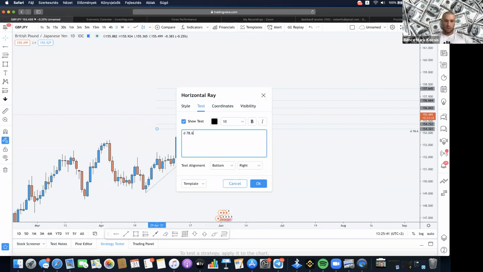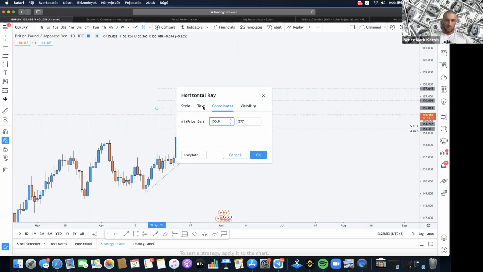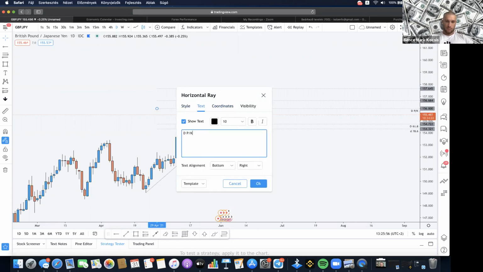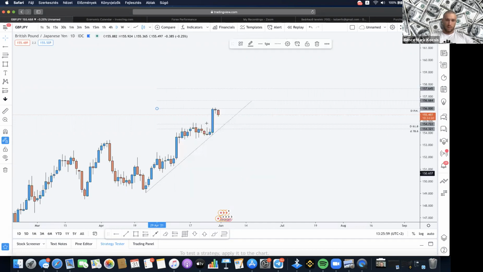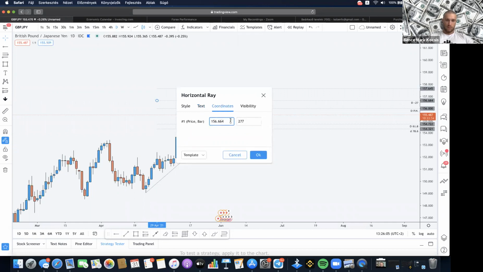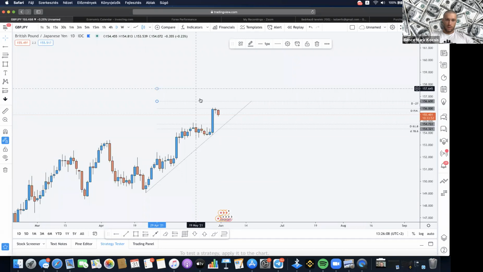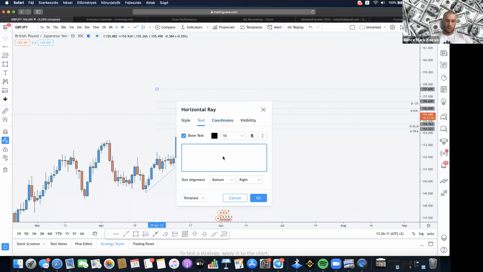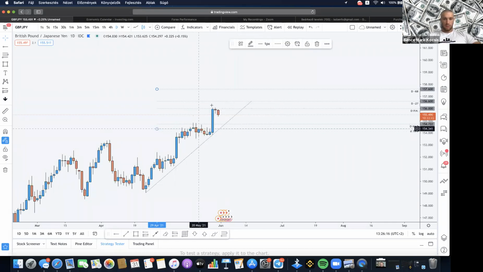The daily 78.6, daily 61.8, daily previous high, daily minus 27, that's the daily minus 68. So if the price starts pushing to the downside, it will create higher highs, higher lows, and basically the daily structure is still bullish.